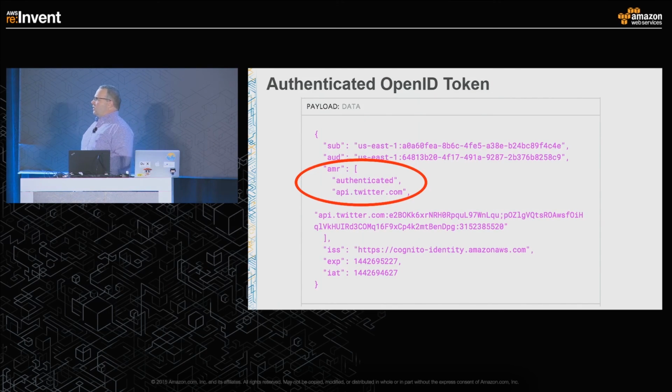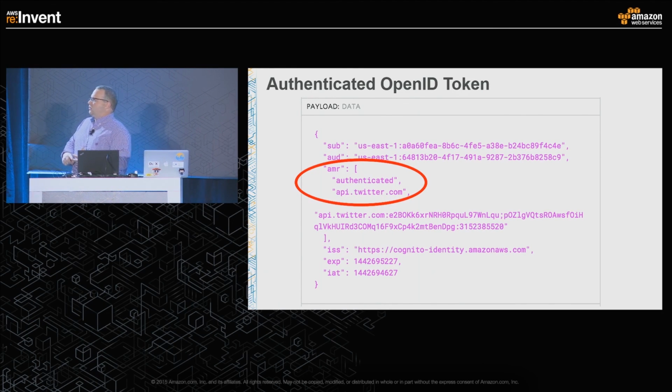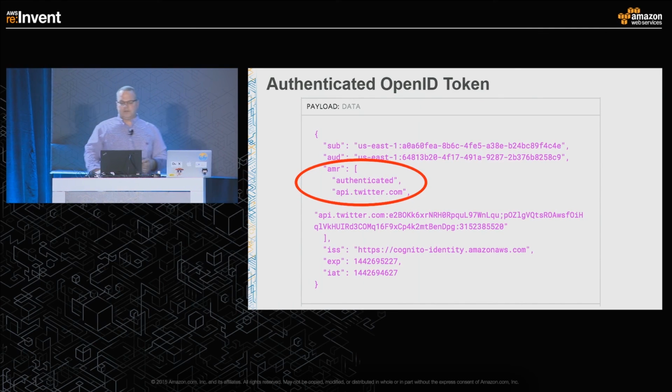Okay, so if we crack open a Cognito token for an authenticated ID, you'll notice the AMR field is different this time. And instead of saying just unauthenticated, it'll say both authenticated and the name of the identity provider that validated the token. Okay? And what's kind of neat about this is all the information in the body of this token is usable by IAM when you're writing your trust policies for your roles and your access policies for your roles.